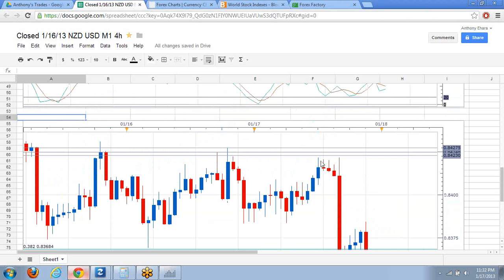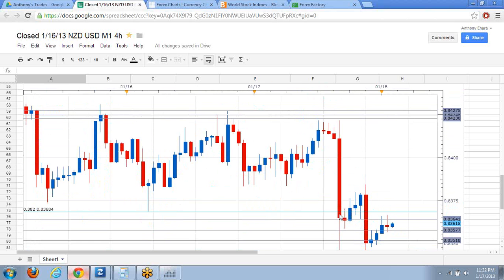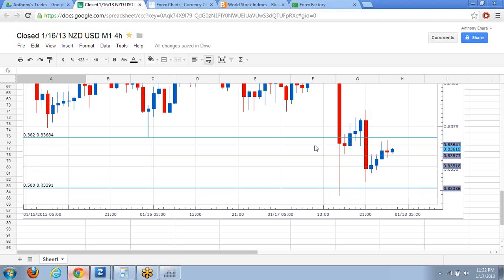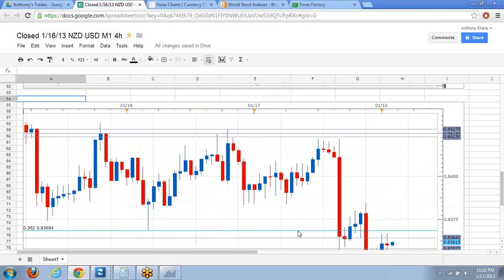I got triggered in, and then it dropped and hit both of my targets. I targeted the 38 and the 50. So it played out beautifully for me.